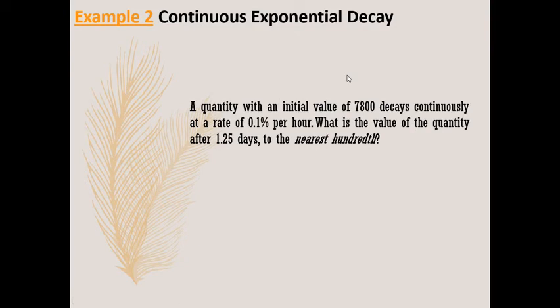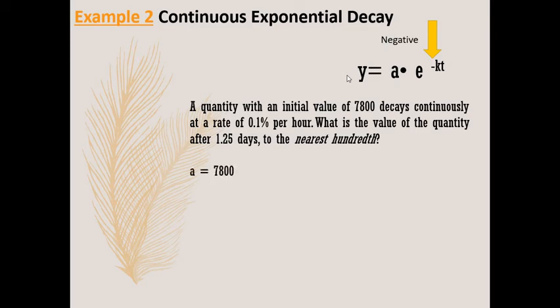Alrighty, here we go. Continuous exponential decay. Please notice in the equation ae^(-kt) that you have a negative in the exponent. This is very important. This is what makes it a decay curve. So a quantity with an initial value of 7,800 decays continuously at a rate of 0.1% per hour. What is the value of the quantity after 1.25 days to the nearest hundredth?